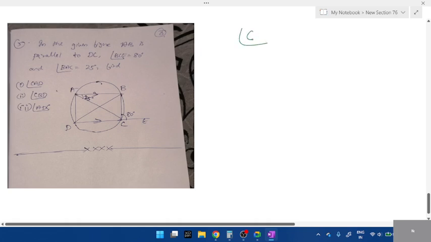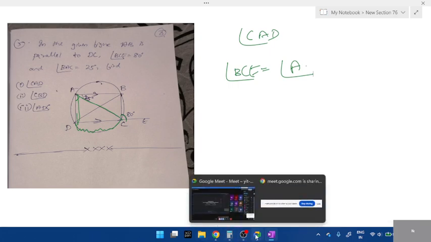Angle CAD. How do you find CAD, students? For CAD, which is the arc? External. If the external angle is 80 degrees. Yes. Okay, all of you will rejoin, students. I'll end the meeting. Rejoin.